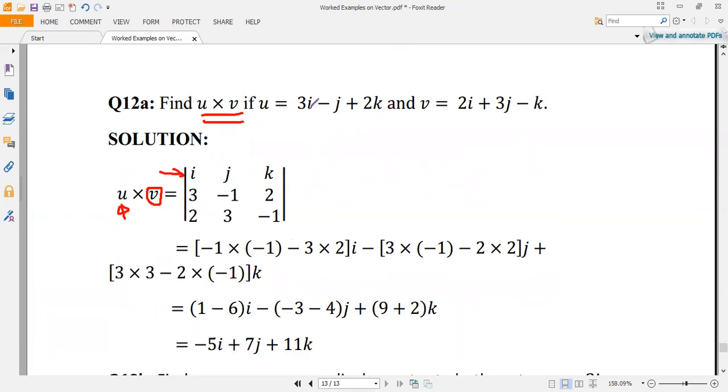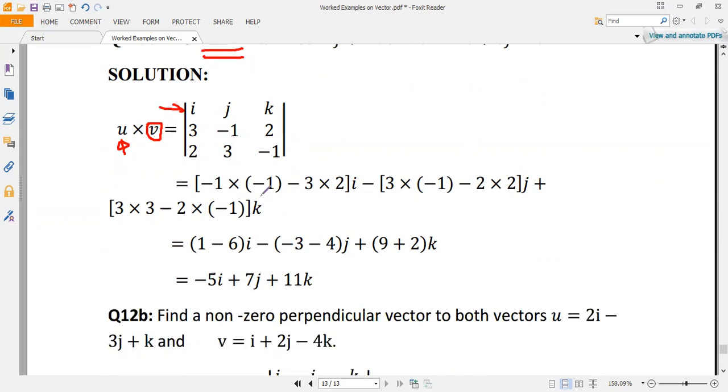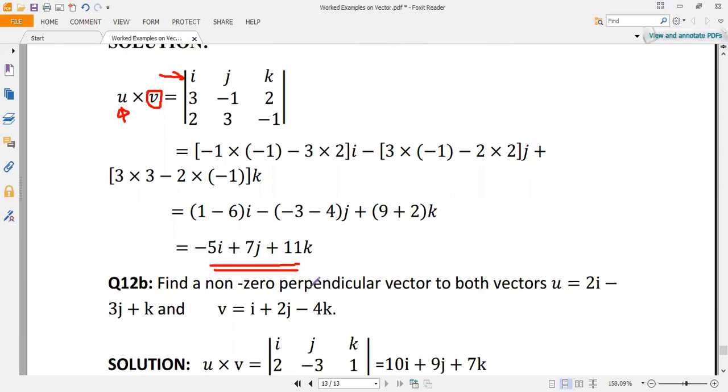So you have given u is 3i minus j plus 2k, and v is 2i plus 3j minus k. Then the cross product u cross v is ijk. Then you write the u vector 3, minus 1, 2, and then the third row will be the second vector 2, 3, minus 1. So using the determinant concept, we obtain the cross product of the two vectors, which is another vector, minus 5i plus 7j plus 11k. So this is how to find the cross product.